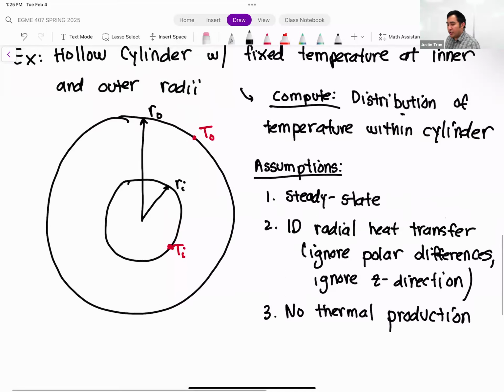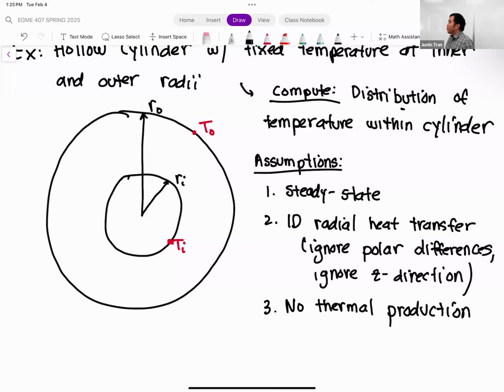And then for this case, just to keep things simple, this is our first problem, we're going to ignore thermal production. So the Q dot term is also going to be 0.